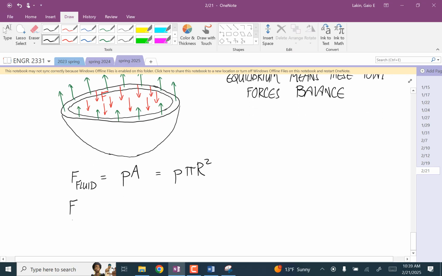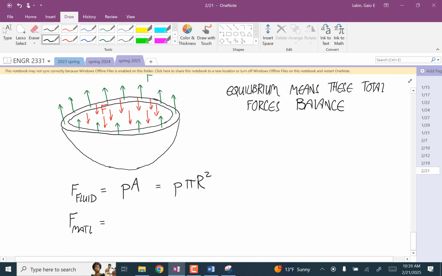And now what about the force of the material? That is a tensile stress, and we're going to multiply that tensile stress times the area also. The area for this thin wall is equal to the thickness times the circumference. So this is equal to the tensile stress times 2 pi r times the thickness, so that's 2 pi r t times that tensile stress.